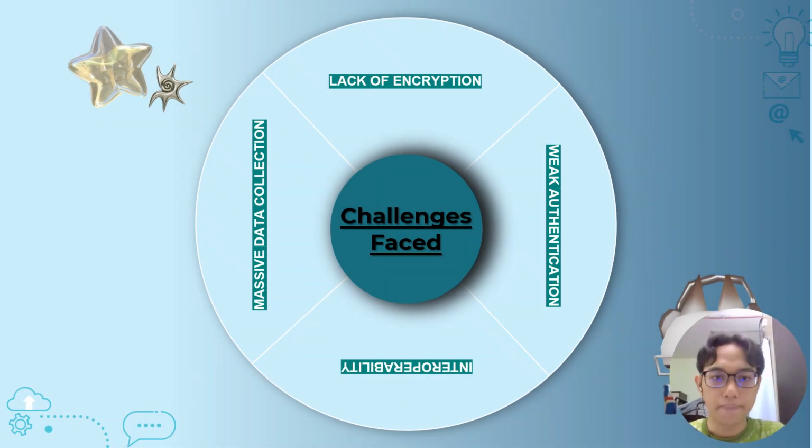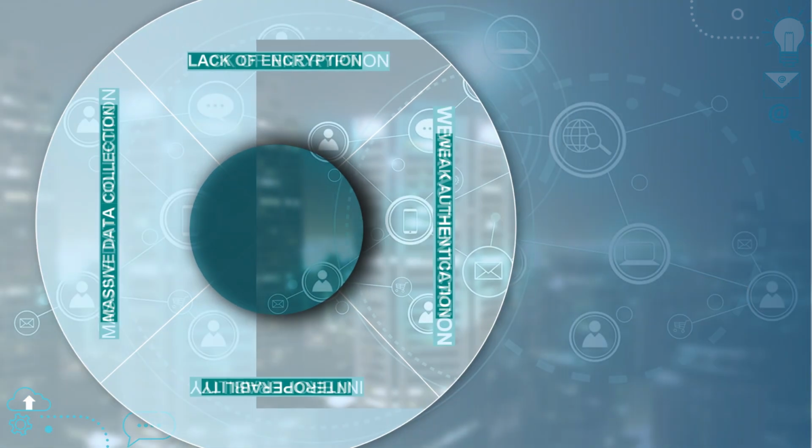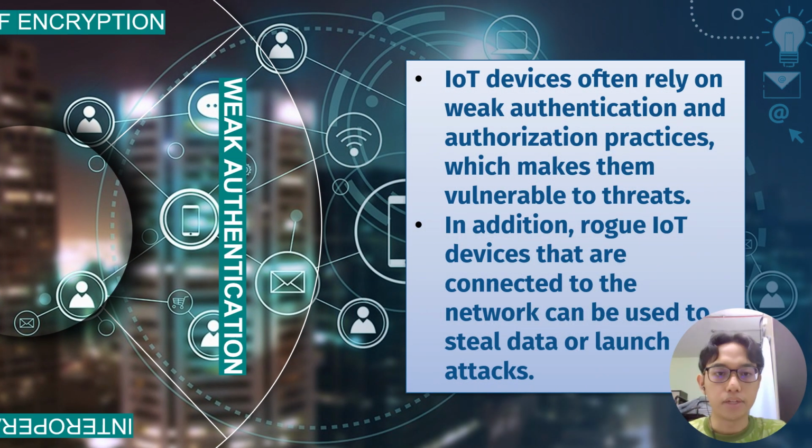Moving on, there are many challenges faced from using Internet of Things. We go to the first one, weak authentication. Internet of Things devices often rely on weak authentication and authorization practices, which makes them vulnerable to threats. In addition, rogue IoT devices that are connected to the network can be used to steal data or launch attacks. This is usually done by scammers and cyberbullies.